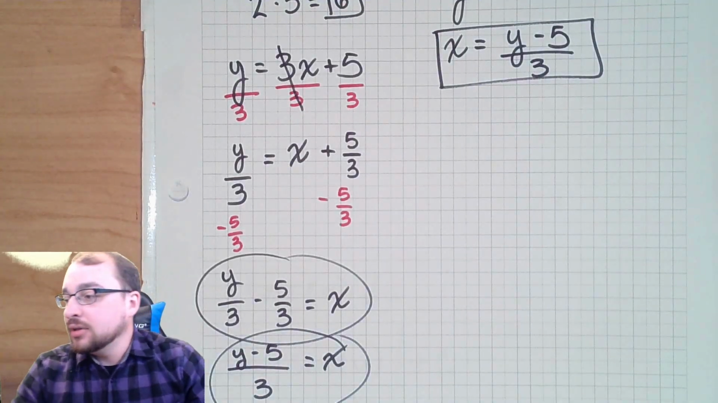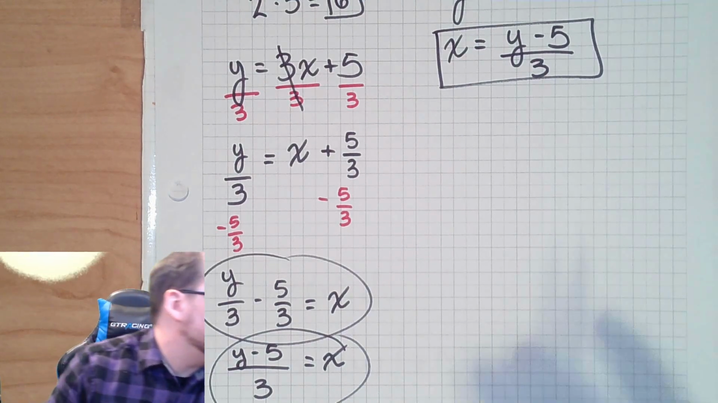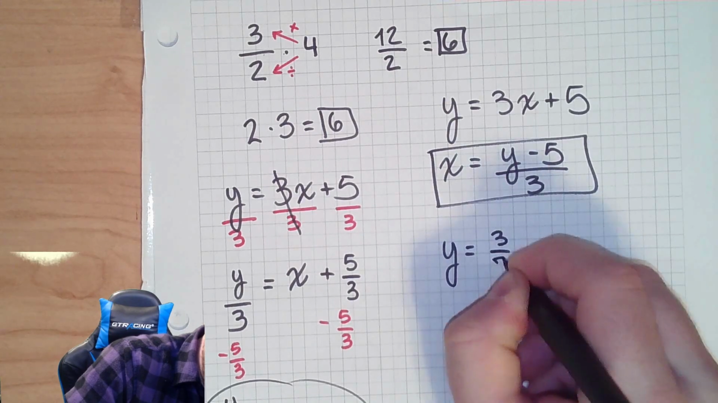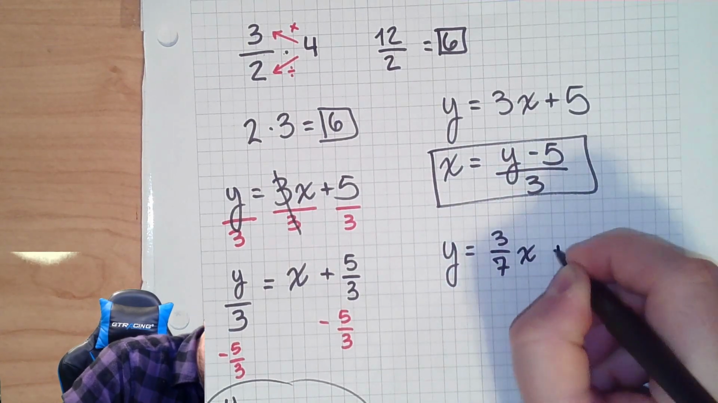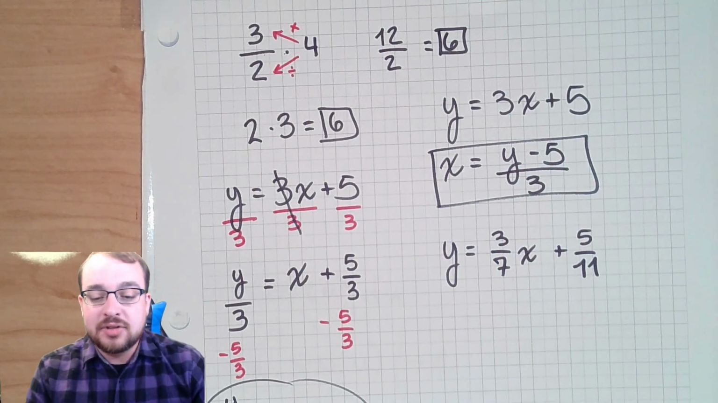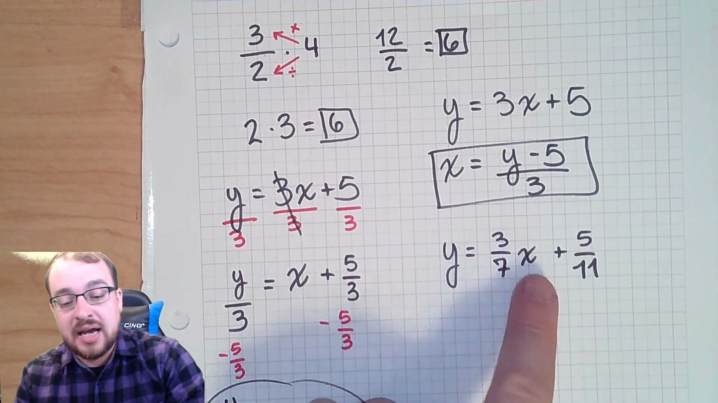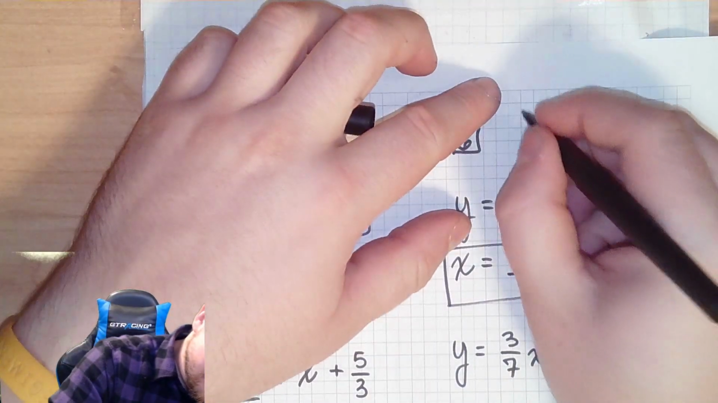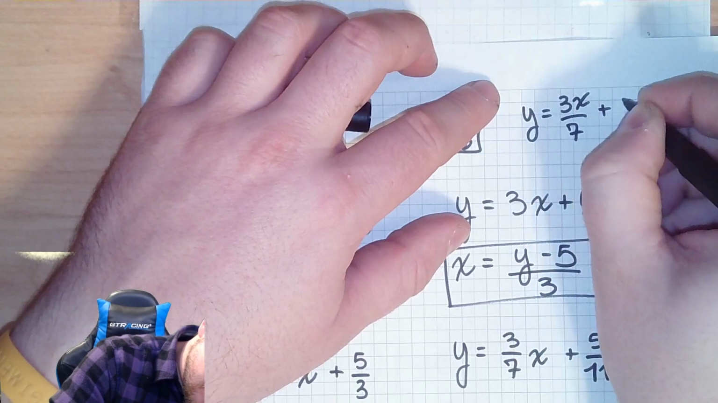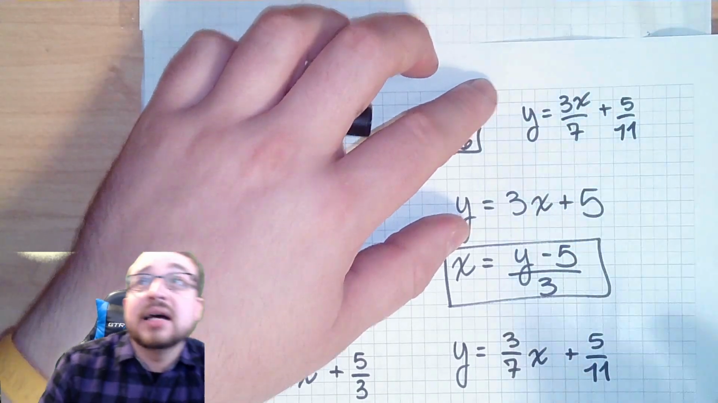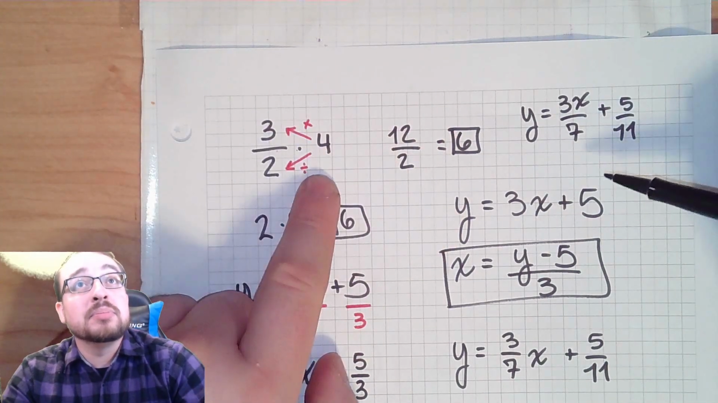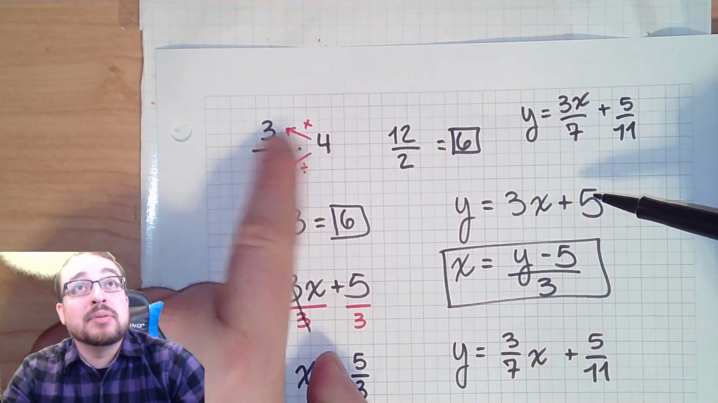Cool. I want to look at another one, similar problem to this. It's y equals 3/7 x plus 5/11. Now, sometimes you'll see the problem looking like this. Other times you'll see the problem looking like this, where the x is combined with the 3 up top. Like that. And it makes sense that these are both the same because remember, when we multiply by a fraction, we times by the top and divide by the bottom.